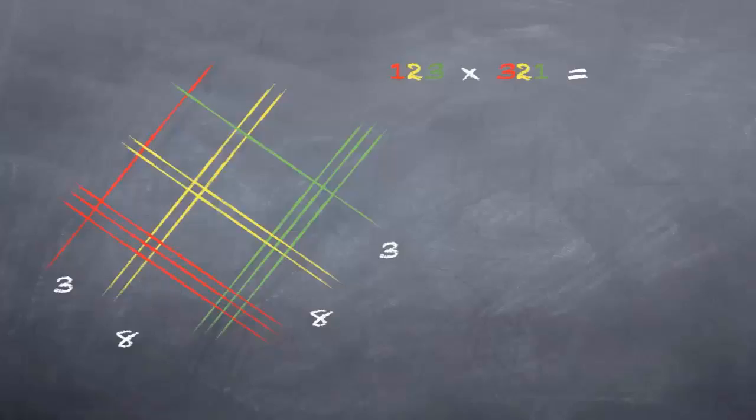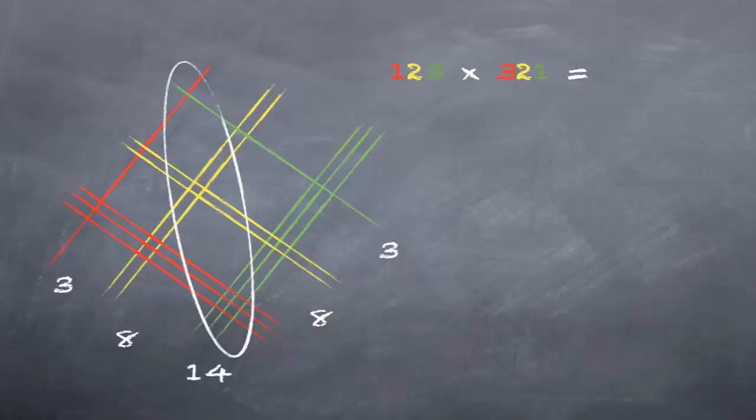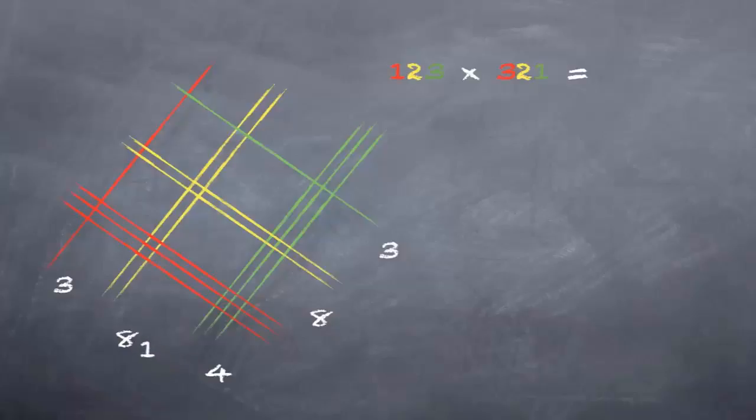And in the middle, I either have red intersecting green, which is ones and hundreds, or I have yellow intersecting yellow, which is tens and tens. Either way, that's the hundreds place. And if you count them up, you wind up with 14 hundreds. Now, just like in regular multiplication, that's a problem. I can't have 14 in the hundreds place, so that really is 1,400. So I take that 1 and I bump it over to the thousands place, and I wind up with 39,483, which happens to be the correct answer.